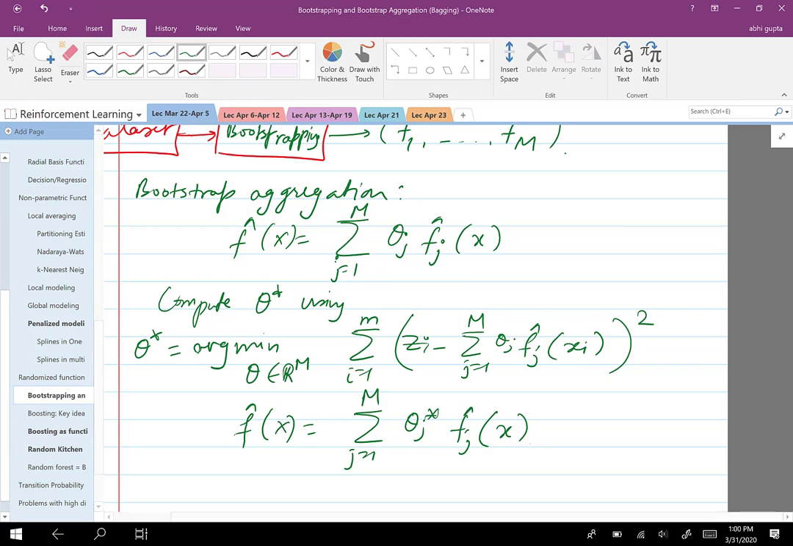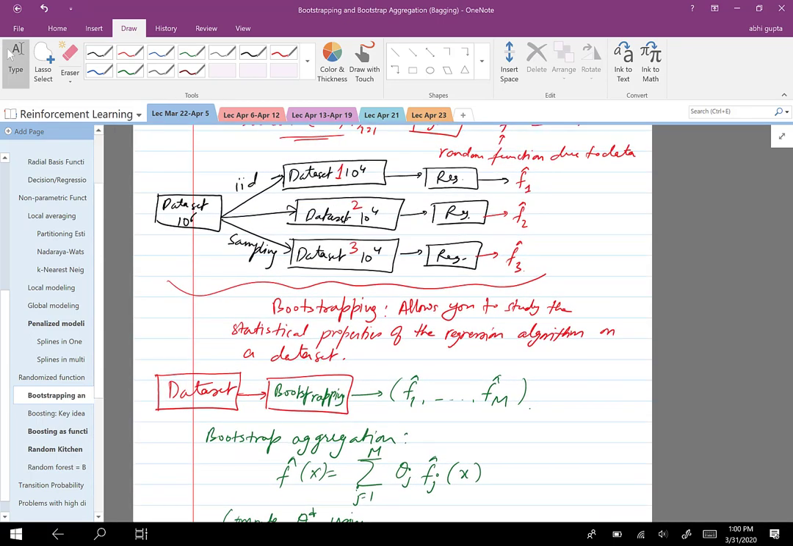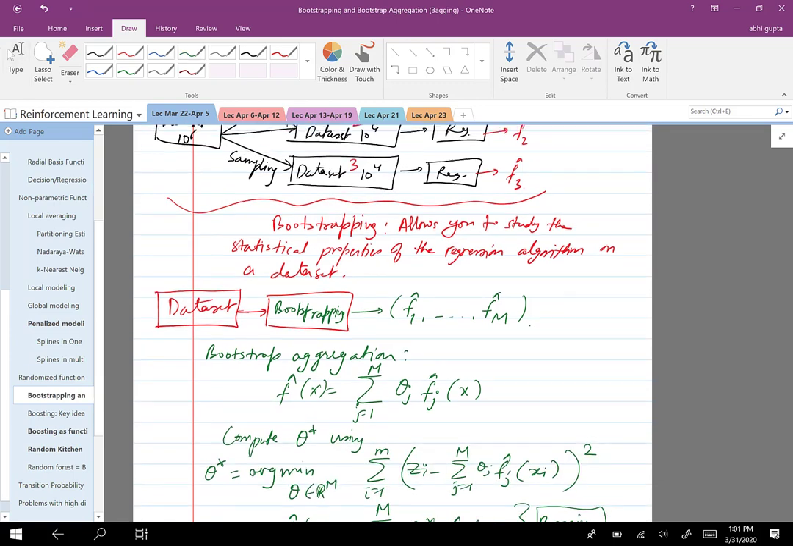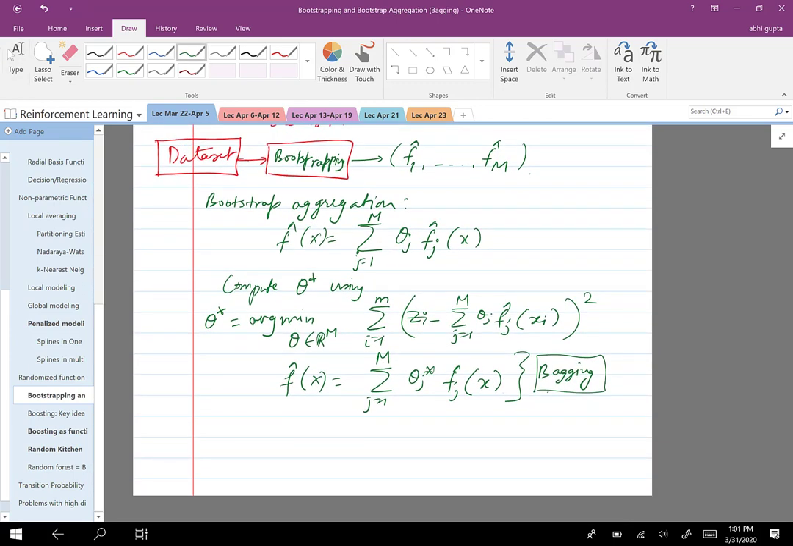So this whole idea is known as bagging. Bagging stands for bootstrap aggregation. They just created a shorter form, which is called bagging. Let me go over it once again, what the overall idea of bagging is. In bagging, you have a data set, you sample the data set into smaller data sets, and using the regression algorithm, you create the functions f hat 1 to f hat m. And then you want to come up with optimal weights theta so that your f hat of x can be written as a linear combination of these f hat j's that you have received from the bootstrapping algorithm.